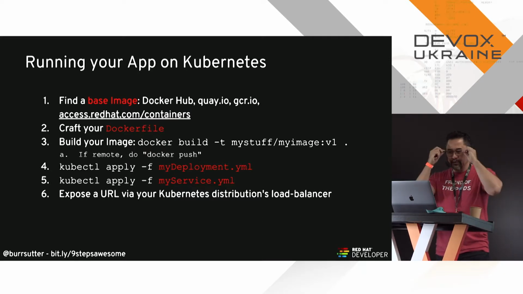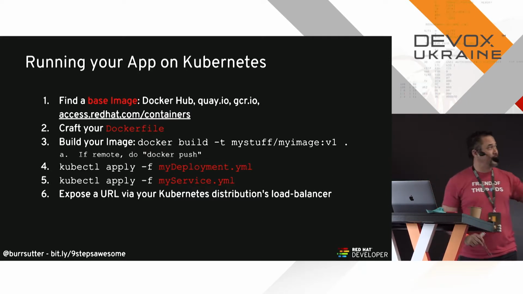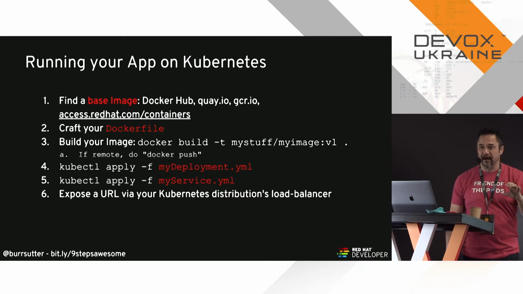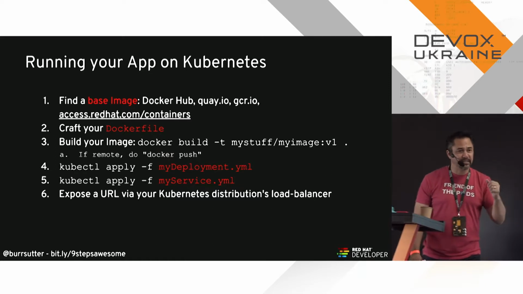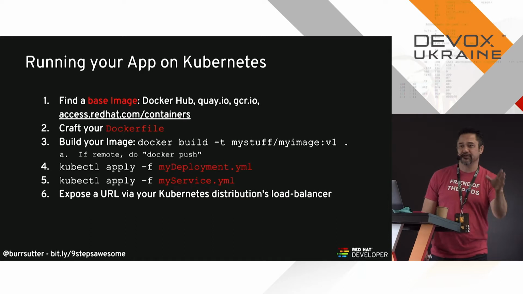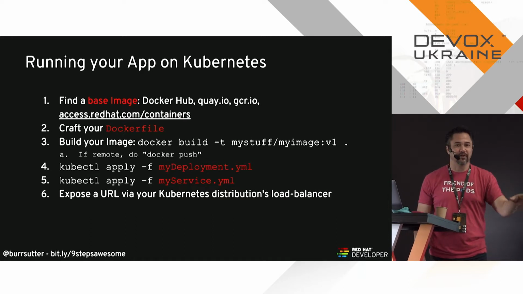Okay? So when you're building images and applications for Kubernetes, you have to find your base image, the FROM in your Dockerfile. Where are you going to get that base image from, where you basically say, I want a Java base image, a Linux, I want Ubuntu versus CentOS versus Fedora.